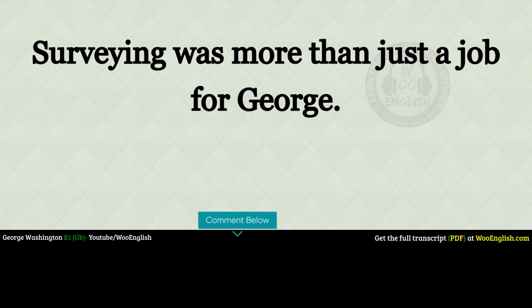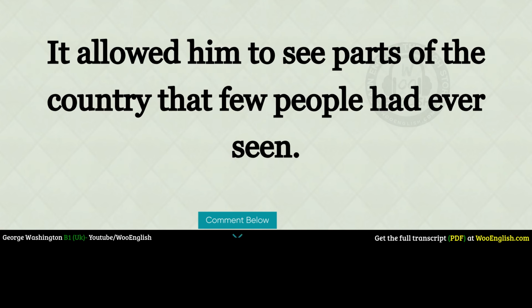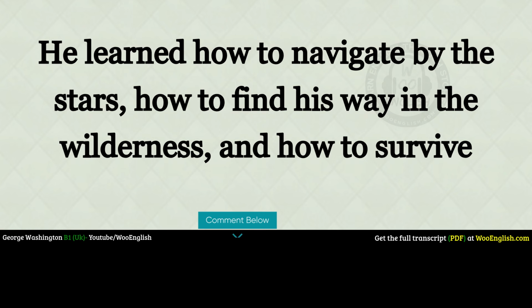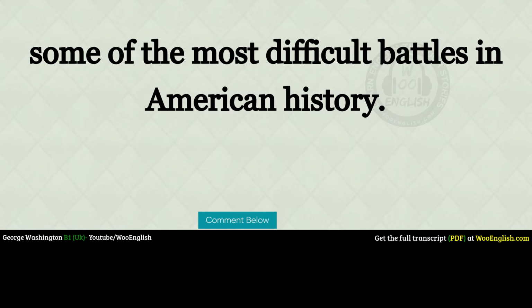Surveying was more than just a job for George. It was a calling. It allowed him to see parts of the country that few people had ever seen. He traveled through thick forests, across wide rivers, and over rugged mountains. He learned how to navigate by the stars, how to find his way in the wilderness, and how to survive in the toughest conditions. These were skills that would later serve him well. Skills that would help him lead an army through some of the most difficult battles in American history.